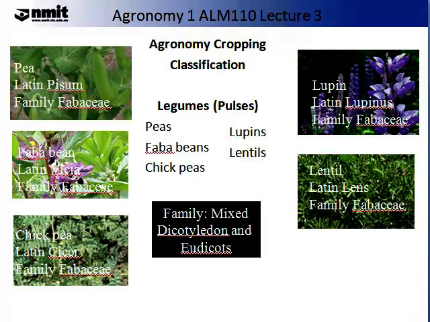The next group of crops are the legumes or pulses. These include peas, faba beans, chickpeas, lupins and lentils. These groups come from a mixed family, and they are a mixture of dicotyledons and eurodicots. Again, spend some time looking at the images.